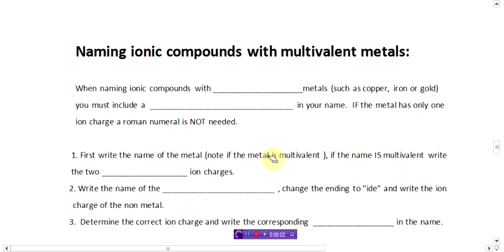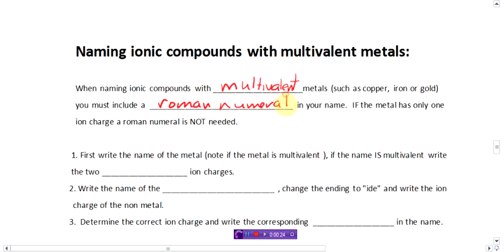This tutorial is on naming ionic compounds with multivalent metals. When naming ionic compounds with multivalent metals, such as copper, iron, gold, cobalt, chromium, you must include a Roman numeral in the final name.